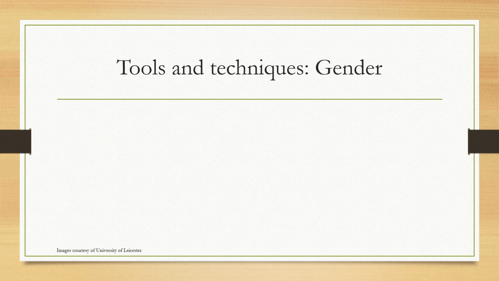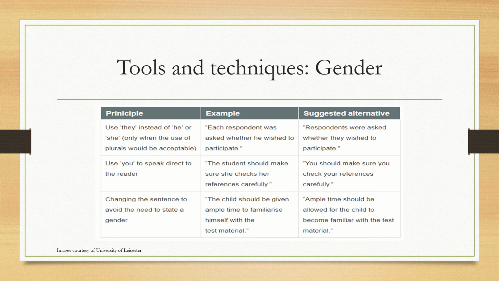So, getting into the specifics, tools and techniques regarding gender. I'm not going to read these verbatim, but here: use they instead of he or she, only when the use of plurals would be acceptable. For example, each respondent was asked whether he wished to participate. Again, it's like that job posting we saw. Using that word he assumes that every single respondent was a male, which is probably not the case. The suggested alternative: respondents were asked whether they wish to participate. Again, one simple word replacement, and it includes 100% of the people instead of excluding half of them.